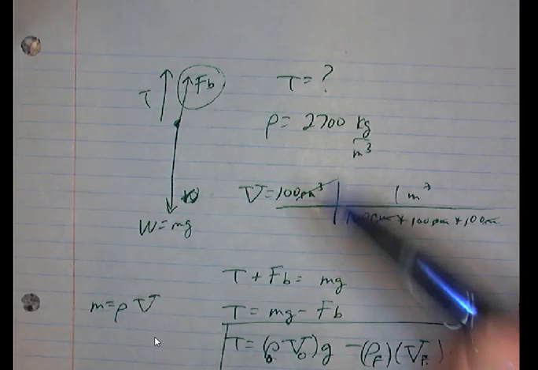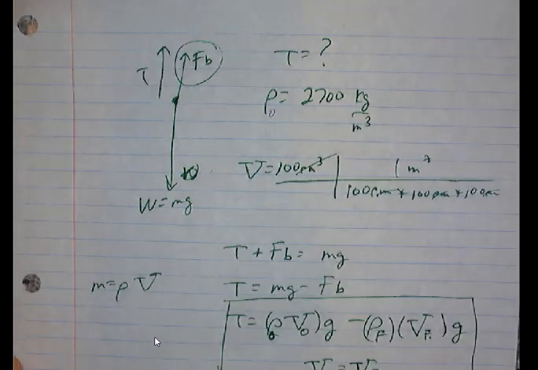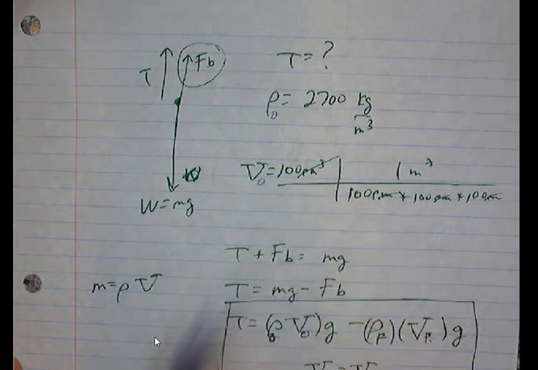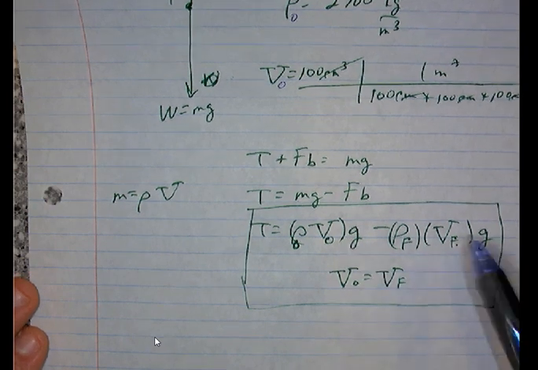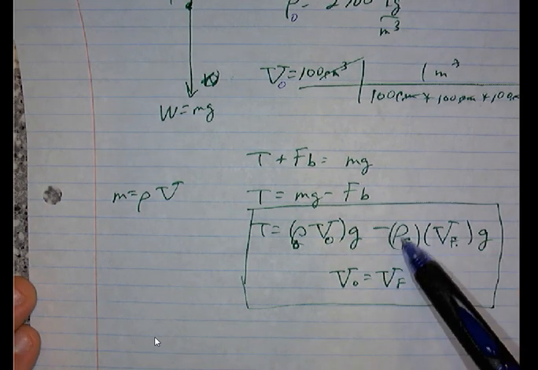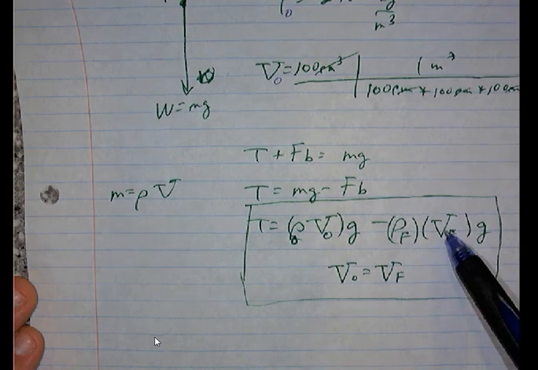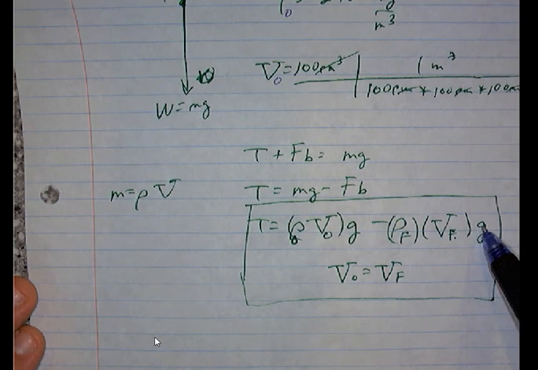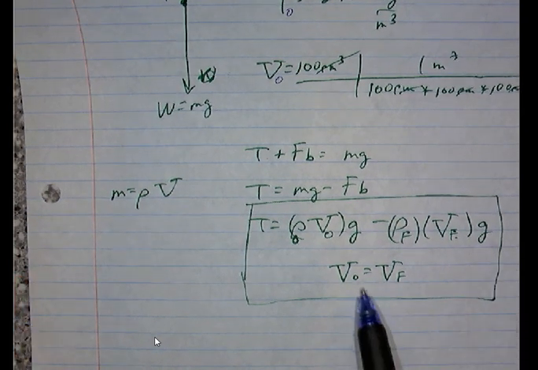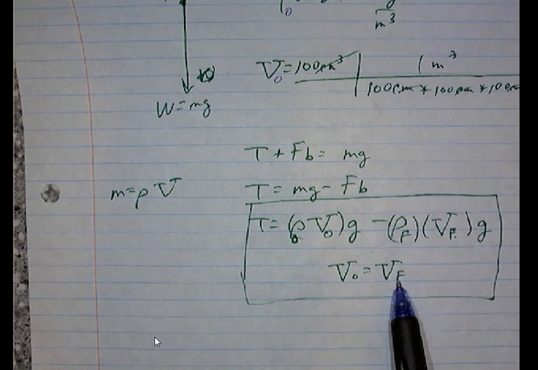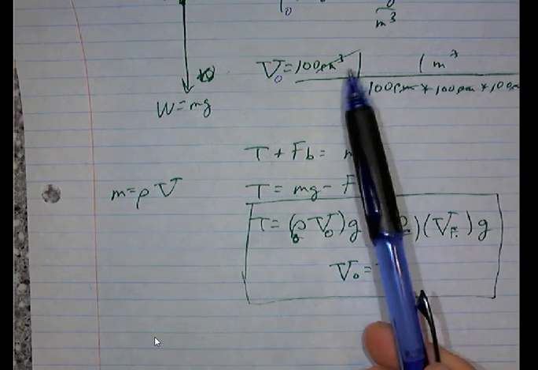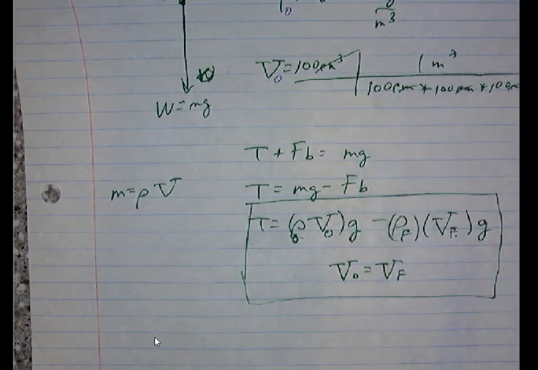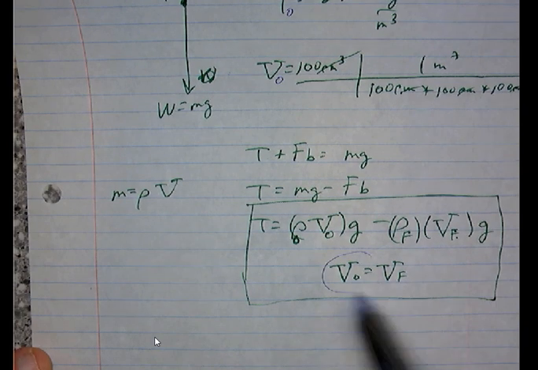Good, so I know the density of the object. That's really what this is. I know the volume of the object. That's really what this is. Times g. That gives me mg. And then the buoyant force is the density of the fluid, volume of the fluid, times g. Well, if it's completely submerged, the volume of the object is equal to the volume of the fluid displaced. So if you put 100 cubic centimeters in, the water level changes by 100 cubic centimeters.